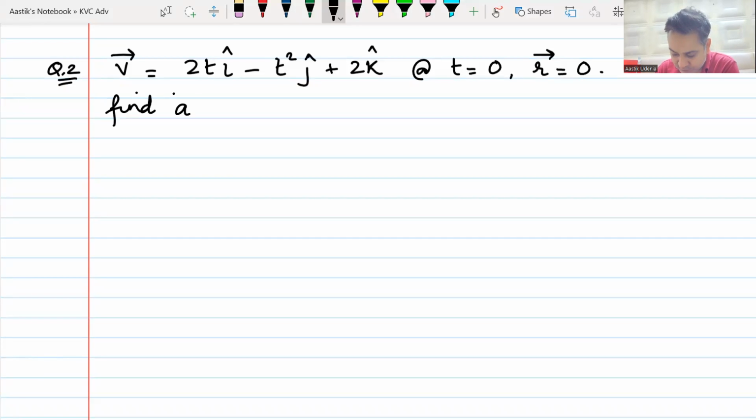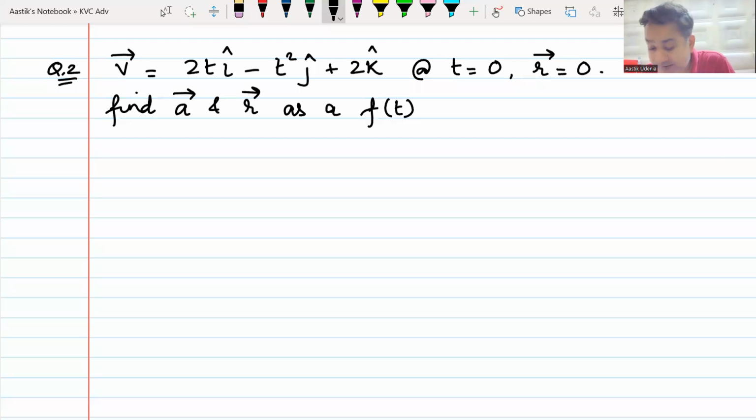Find a and r vector as a function of time. I hope you understand what is the meaning of a and r vector. I hope you understand the meaning of the question. A stands for what? Acceleration. And r vector stands for what? Position vector.